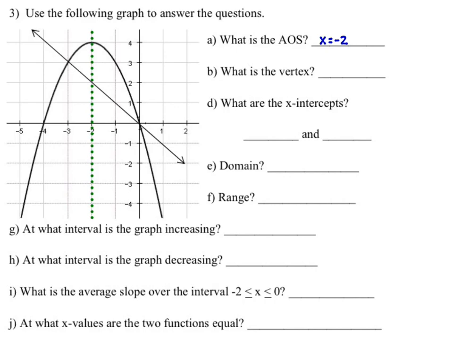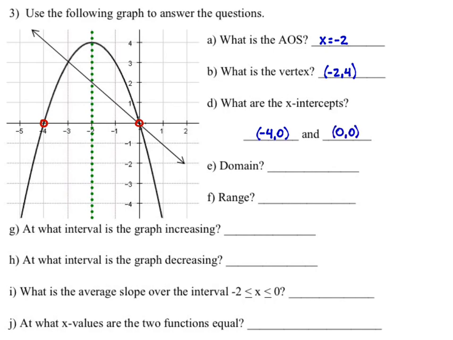What is the vertex? The vertex is the point where the parabola changes direction. So it's going to be -2, comma, whatever that y value is, that's 4. So -2, comma 4. Now it's asking for what the x-intercepts are. Well, the x-intercepts are where the parabola crosses the x-axis. So it's going to be -4, 0 and 0, 0. We can see those 2 points there.